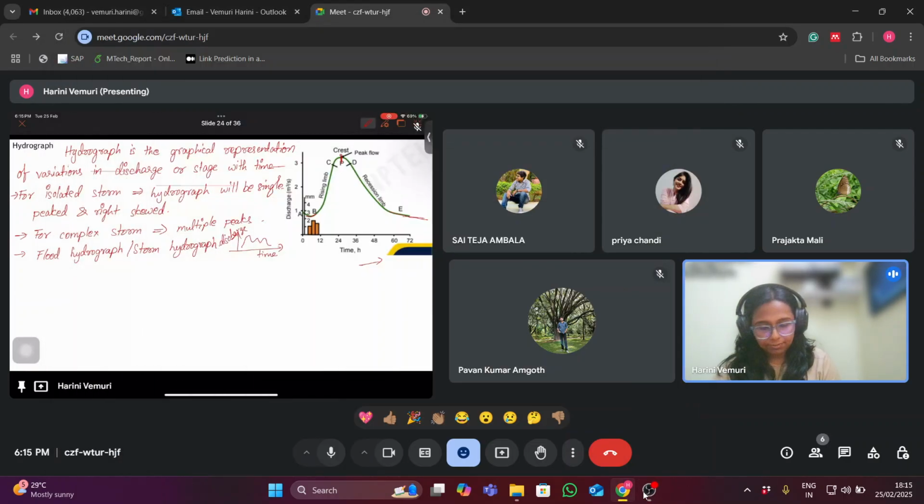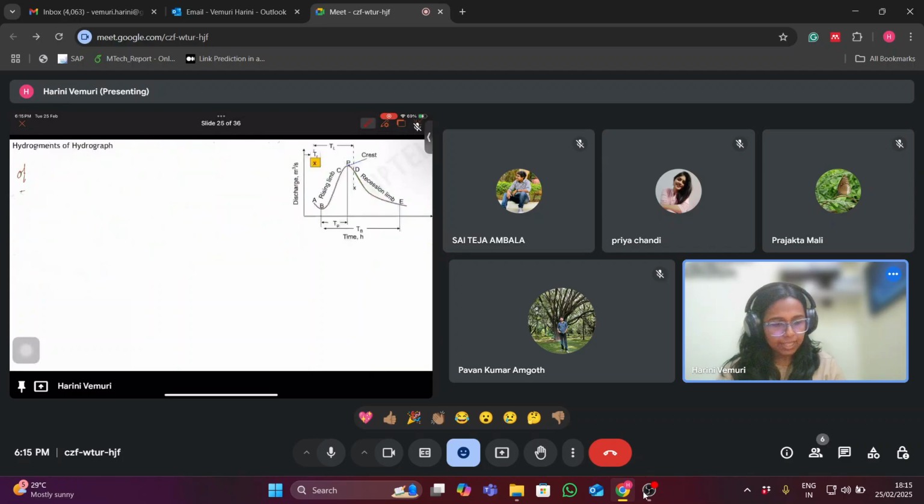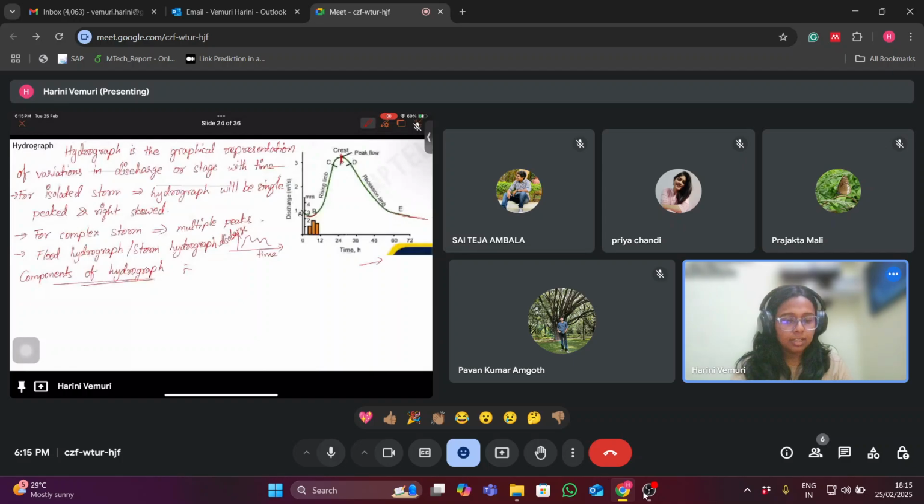Now, what are the components of a hydrograph? As you can see, the hydrograph is not a single straight line. It is a curve. It rises initially, then peaks at some point, and then falls down. That's how we divide the hydrograph into three parts: a rising limb, a crest, and a recession limb.